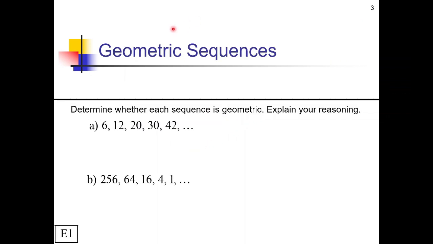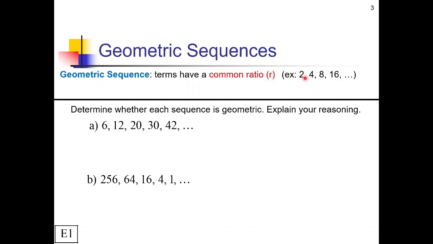Let's begin by defining what we're talking about with geometric sequences. So a geometric sequence is kind of like an arithmetic sequence, but instead of having a common difference where we're adding the same thing over and over again, with a geometric sequence, the terms have a common ratio where we're multiplying by the same number over and over again. And we can call that ratio r. So an example, we've got 2, 4, which so far looks like an arithmetic sequence, but the next term is 8 and then 16. So we're multiplying by 2 over and over again here. That would be our r value for this.